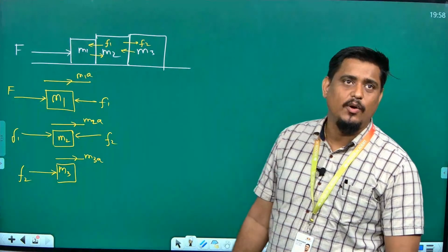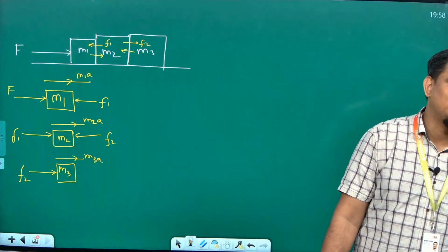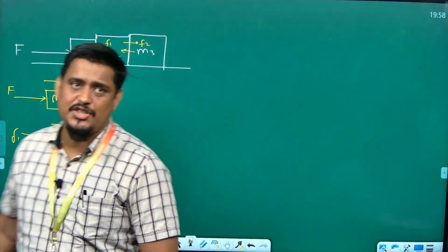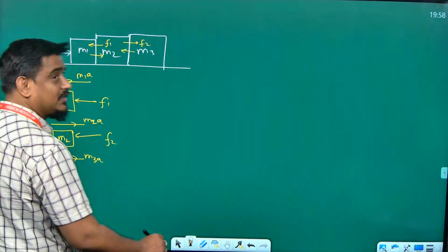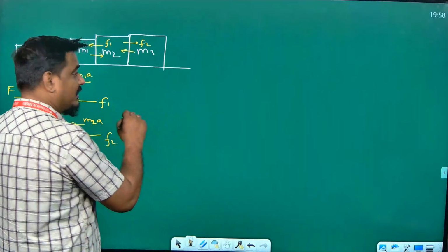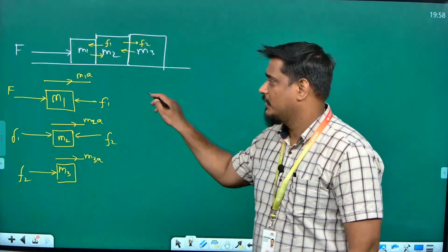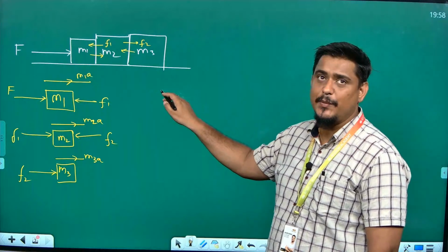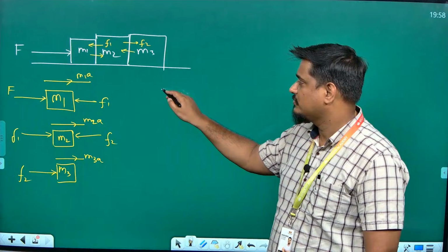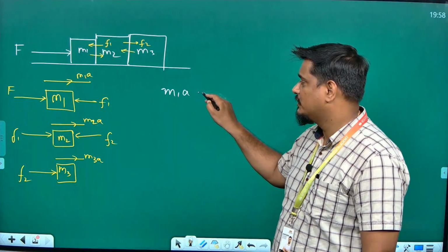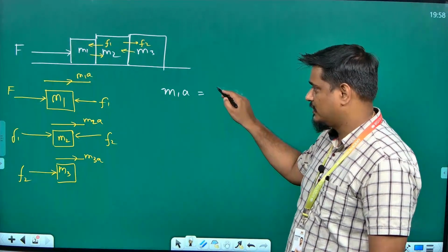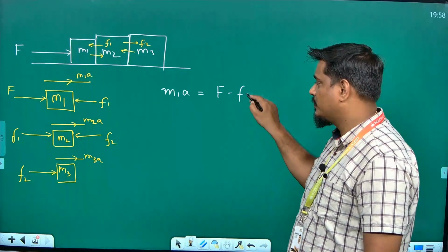So now I hope some people have made the equations. I will ask one by one. First I am going to ask Kanishka. Since only one Kanishka is there, no problem today with the initial. Yes, Kanishka, please tell me the first equation for the first body. The equation is M1A equal to F minus F1. Great. You are perfectly right.